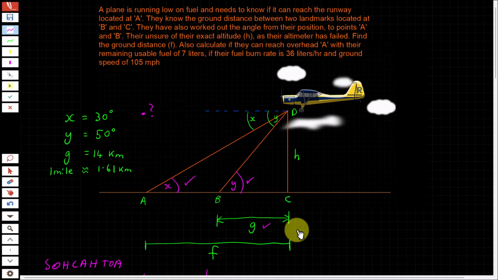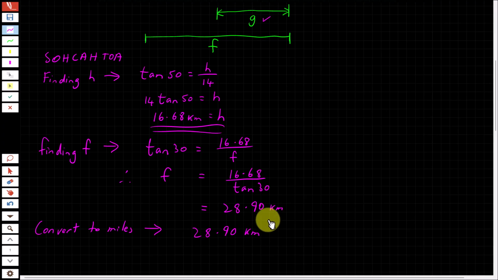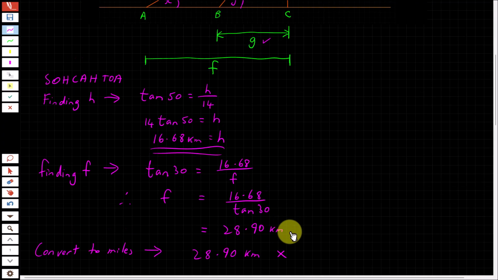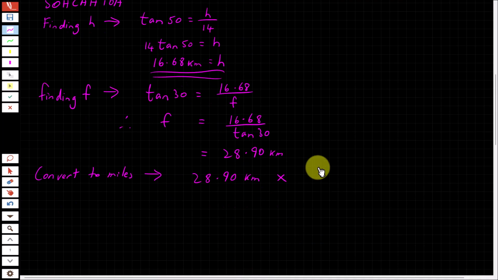We can see that the speed of the plane is given in miles per hour. So let's convert this 28.90 kilometres to miles. So firstly, write down the kilometres, and then we need the conversion factor from kilometres to miles. So there it is, 1 mile equals 1.61 kilometres. We can write that as a fraction, 1 mile per 1.61 kilometres. Then the kilometres on the bottom will cancel out with the kilometres on the left hand side there.